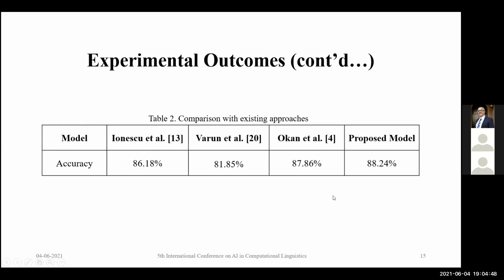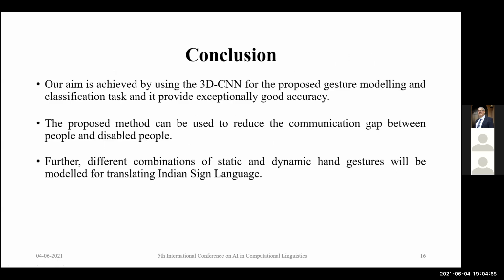When I compare with these, it is a slight improvement, but it is good enough. So here we conclude that our objective is achieved. The objective is achieved by using 3D CNN for gesture modeling, which itself provides exceptionally good accuracy, and the proposed method can then be used to reduce the communication gap between different categories of people.